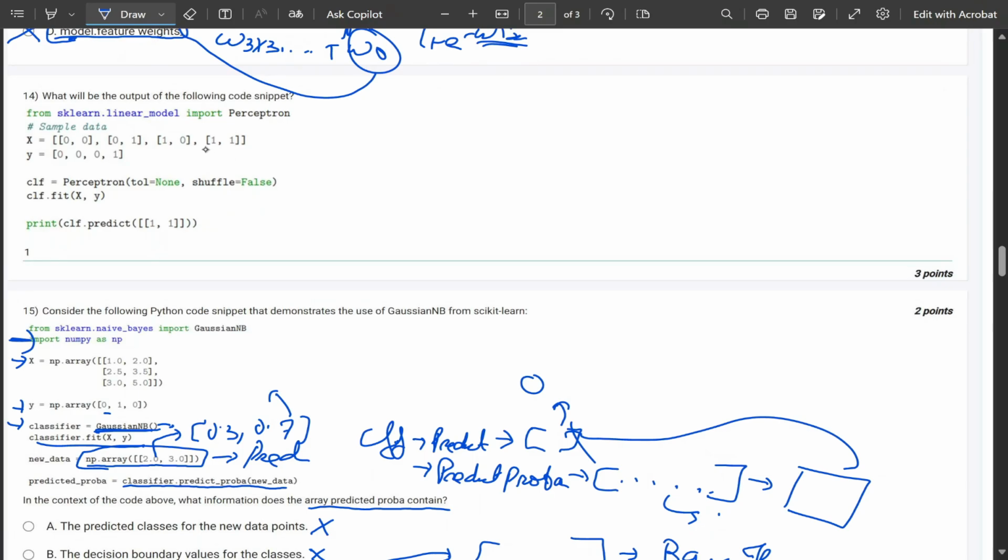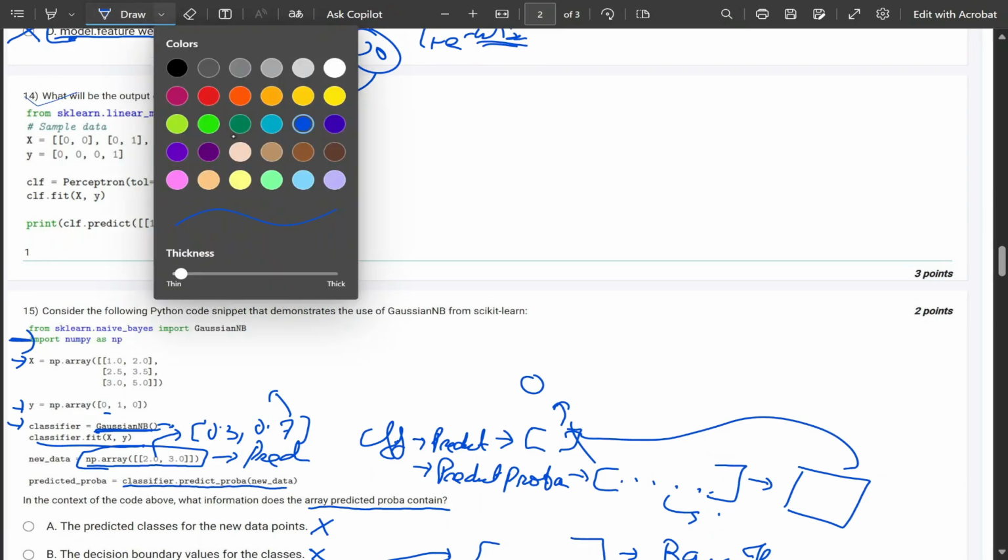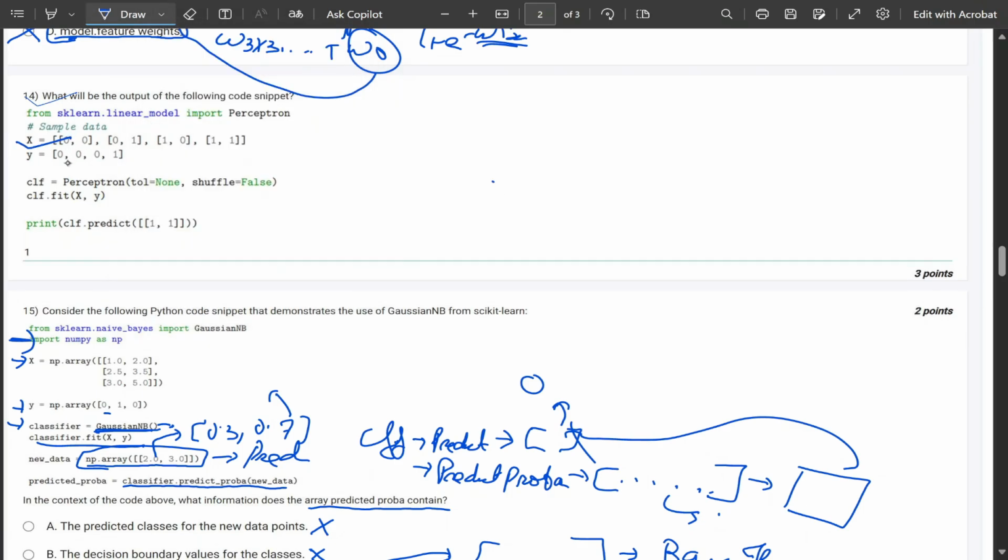The first question that we are going to see is question number 14. In this question, you are given a perceptron model. You have been given your sample data X and your labels Y, and you have this perceptron where tolerance is set to none and shuffle is equal to false. It is asking, if we predict after fitting 1 1, what will be the output? If you see here in your data itself, 1 1 is there, right? So if it is there, then what will be the label? It will be 1. So that's why it's 1.